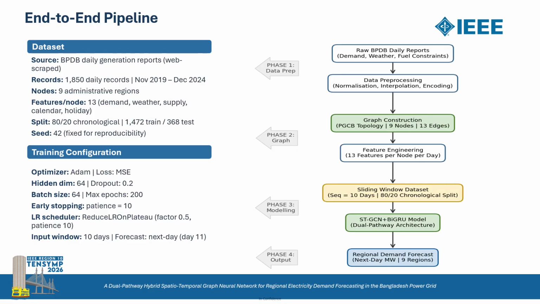For training, we use the Adam optimizer with the mean squared error loss, a hidden dimension of 64, dropout of 0.2, batch size 64. We apply early stopping and a learning rate scheduler to ensure stable convergence. In short, the model looks back 10 days and predicts the next day.